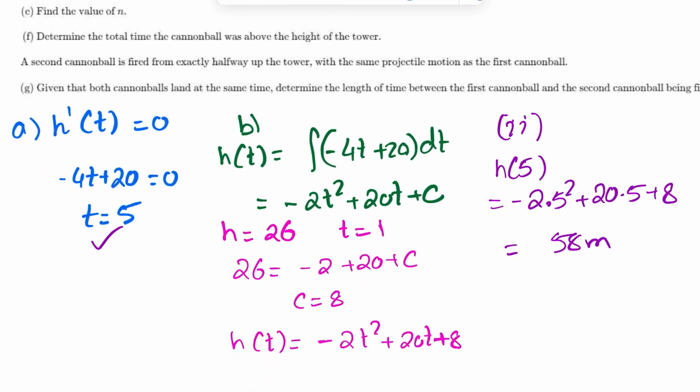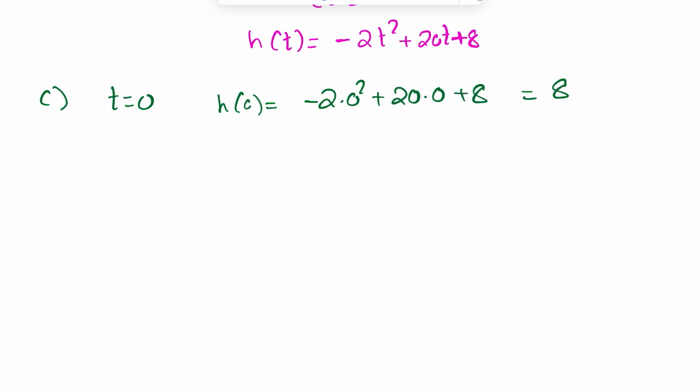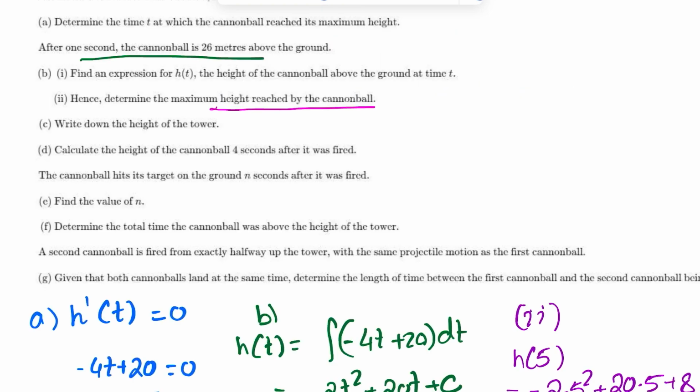Coming to part C, write down the height of the tower. For the height of the tower, what am I supposed to do? At t equals 0. So h of 0 is negative 2 times 0 square plus 20 times 0 plus 8, which is nothing but how much? 8 meters.